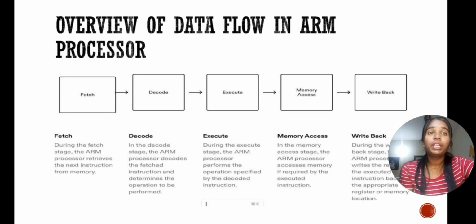Let us look at an overview of the data flow of the ARM processor, where the initial stage is fetch. During the fetch stage, the ARM processor retrieves the next instruction from the memory. During the decode stage, the ARM processor decodes the fetched instruction and determines the operation to be performed. During the execute stage, the ARM processor performs the operation specified by the decoded instruction. In memory access, the ARM processor accesses memory if required by the executed instruction. In the write back stage, the ARM processor writes the executed data to the appropriate registers or memory location.